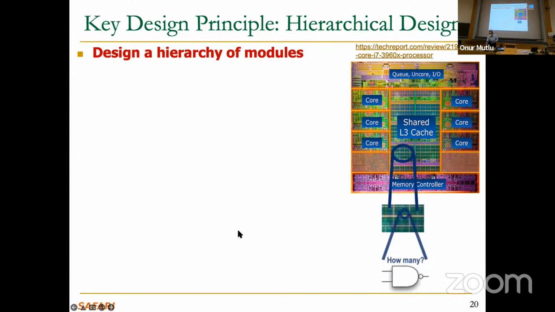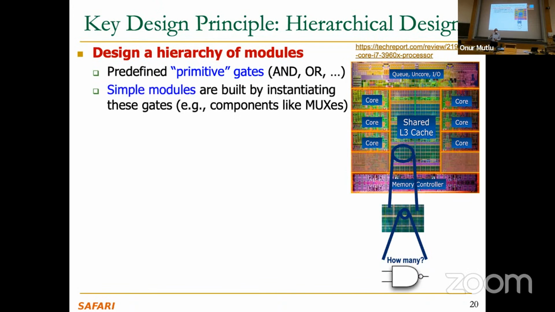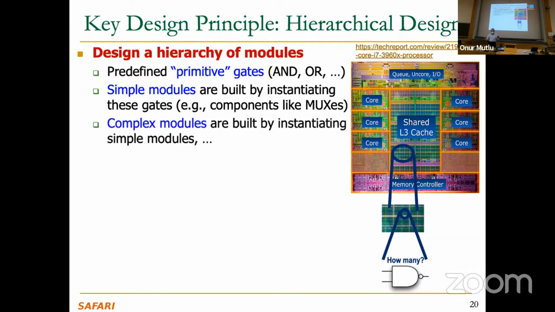Basically, we want to design a hierarchy of modules. And you can see that there's some hierarchy over here. Even within a cache component, there's a hierarchy. And in the end, the hierarchy ends with gates over here. We have some predefined primitive gates, and, or, you will see that in the language. We build simple modules by instantiating these gates. For example, we build muxes by instantiating these gates like we did in the previous lectures, but we're going to do it in a language today. We can build complex modules by instantiating simple modules as well as primitive gates. So that's how you build hierarchy.